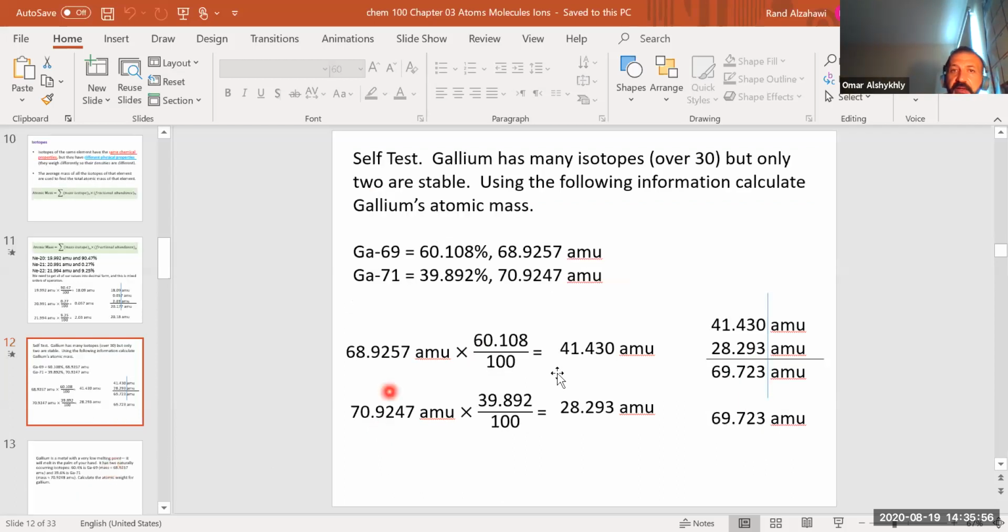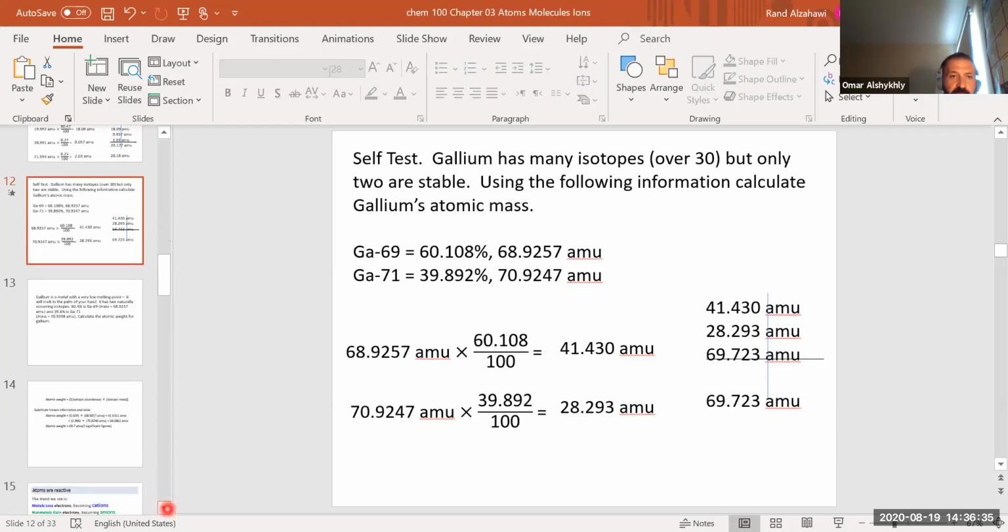I think we have here another example. Look here at gallium, the same things. We have 2 isotopes: gallium-69, which has this percentage and this mass, 68.9257 atomic mass unit, and gallium-71, which has this percentage and this mass. Now, what we're going to do is the mass of the first one times the percentage divided by 100, don't forget, and the mass of the second times its percentage. Add these together, and you will get the average atomic mass for that.